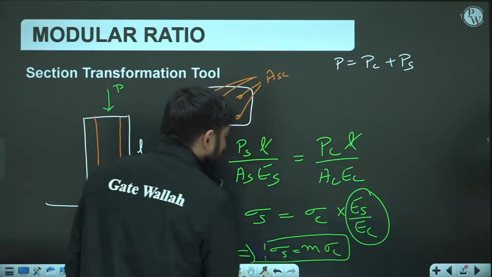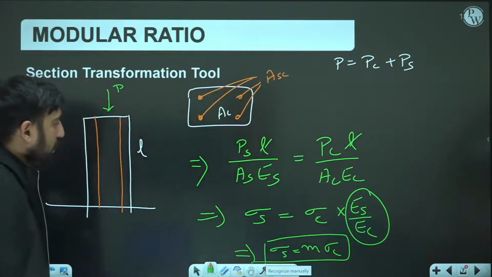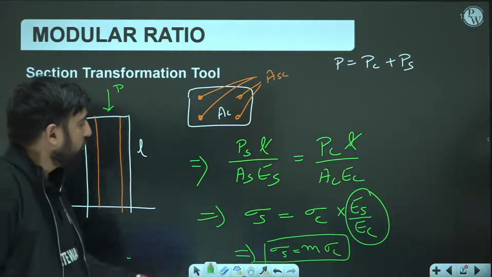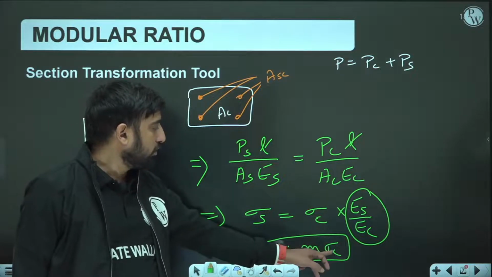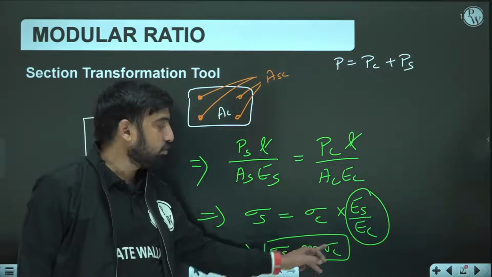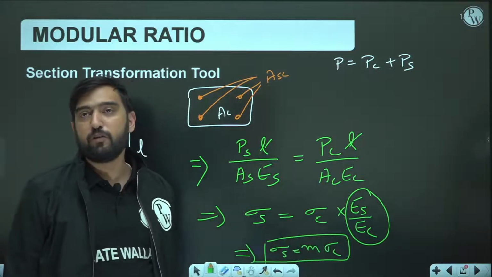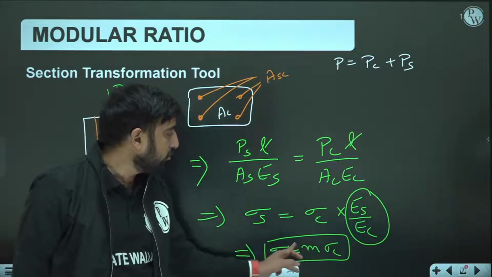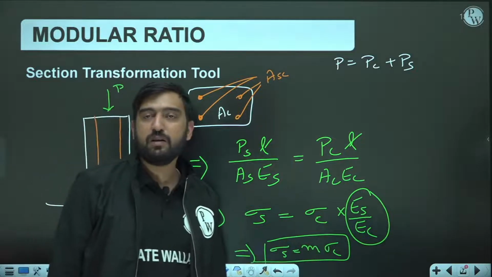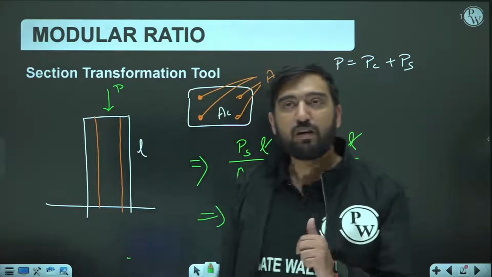So it was intuitive as well. If you want to convert the stress of steel to concrete, then since steel is stronger, you need to increase the value of stress of concrete, or you can say stress developed in concrete is 1/mth of stress developed in steel. Okay, this was our first conclusion.